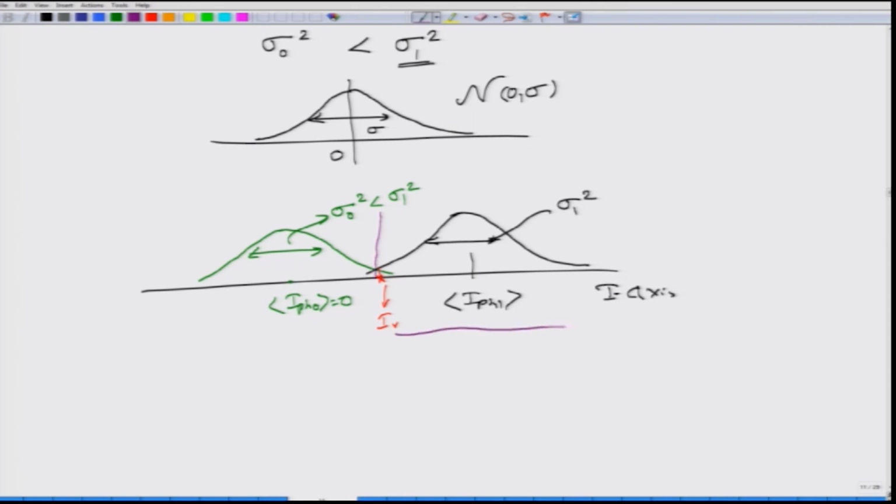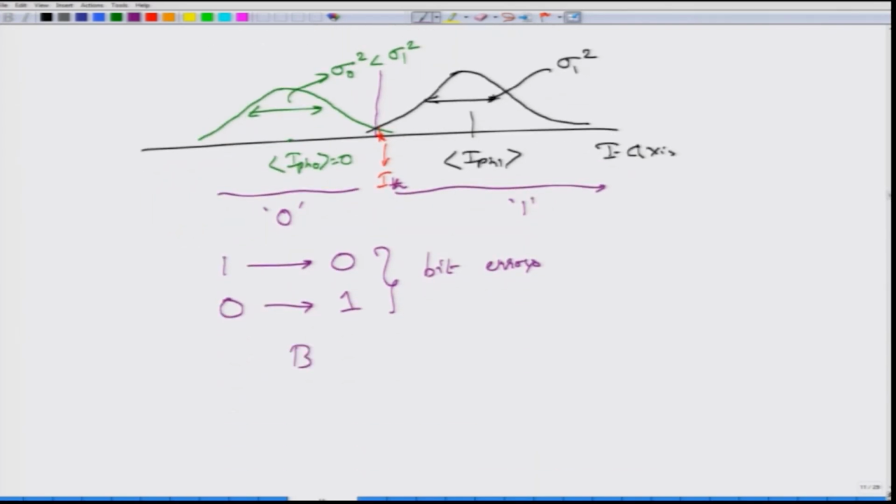Any current value that falls in this region will be attributed to bit 1, and any current that falls in this region will be attributed to bit 0. When you send a 1, you might mistakenly classify it as a 0 if the value falls below this threshold, which we can call I threshold. If you transmit a 0 and because of the thermal noise the value of the current pushes above the threshold, then you might mistakenly assign a 1 to 0. When you do that, we say that you are committing bit errors.